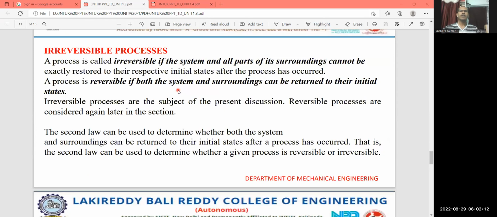Next, we discussed the irreversible process. A process is called irreversible if the system and all parts of the surroundings cannot be exactly restored to their respective initial states after the process has occurred. Hope it is clear. The irreversible process can be represented as a dotted line with the direction 1 to 2, and we can also call it a non-quasi-static process.